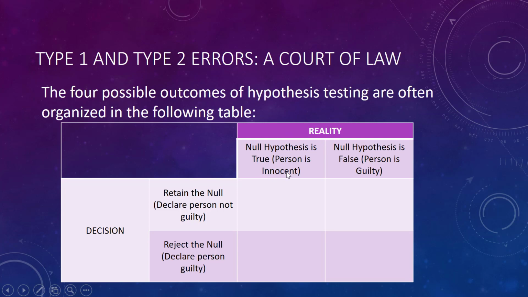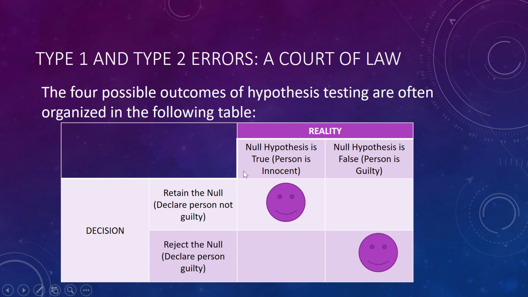If the person is innocent and we retain the null, which means that we say that they're not guilty, everything is great. Everything is as it should be because the person was not convicted and the person is actually innocent. Likewise, if in reality the person is guilty, in other words, the null hypothesis is false, and we declare the person guilty, meaning we reject the null, then everything is as it should be. The person who committed the crime is, as they say, doing the time.